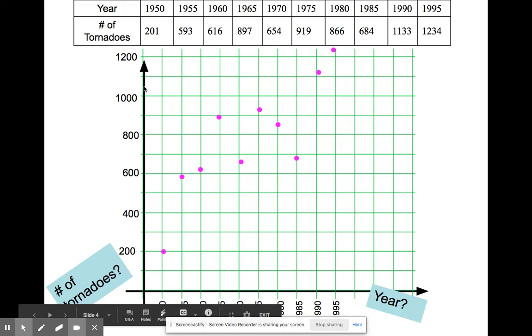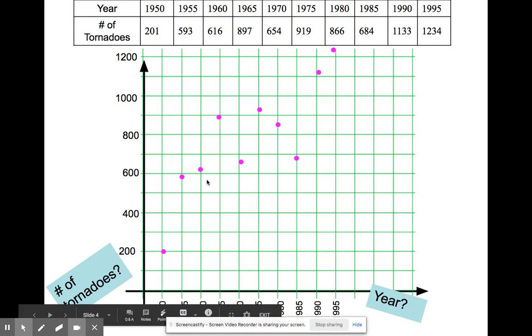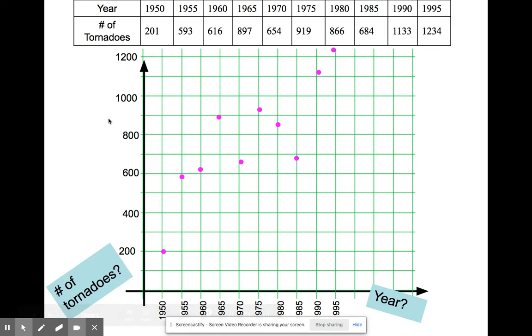Number of tomatoes or tornadoes, not tomatoes, will go on your y-axis up and down because those are your dependent variables, right? It doesn't matter what year you're looking at. It's completely independent. It's by itself. But the number of tornadoes completely depends on the year you're looking at, right? So that's why we have our x-axis as independent, your y-axis as dependent. So we can go ahead and plot those, and we can put those on your line here. And that's how you plot on a scatter plot.